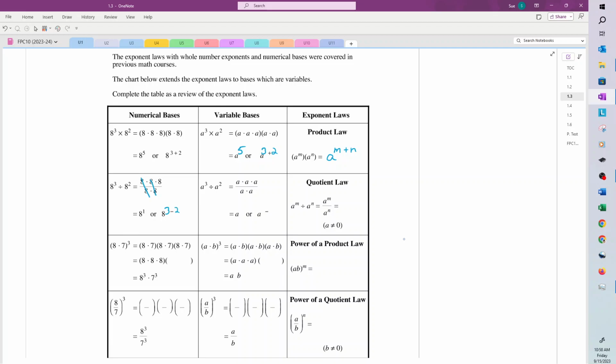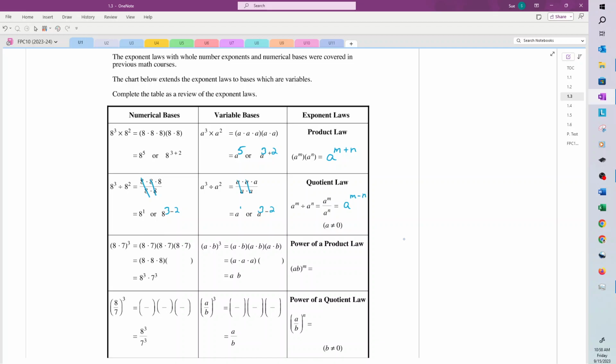Same thing when we have it with letters. These a's are going to cancel out, leaving us with a to the 1, or a to the 3 minus 2. So the quotient law is that when we divide powers with the same base, we subtract the exponents, so it's going to be a to the m minus n.